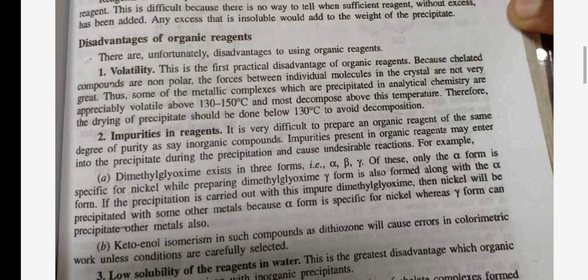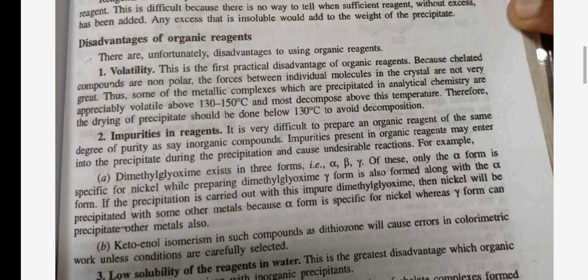Second one is impurities in reagent. It is very difficult to prepare an organic reagent of the same degree of purity as, say, an inorganic compound. Impurities present in organic reagent may enter into the precipitate during the precipitation and cause undesirable reaction.